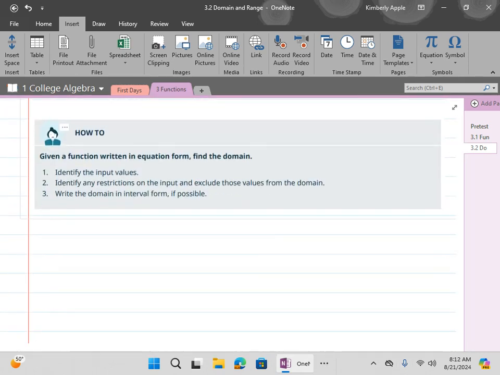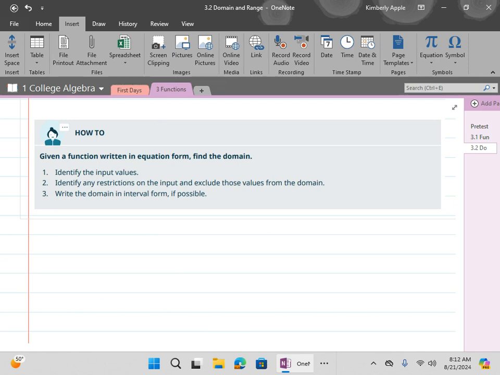All right, so I've pasted these little step-by-step how-tos for you to look back on while I'm doing an example. So the first one that we're going to do is, given a function in equation form, I want you to find the domain. Remember, we did a little bit of this the other day. So what you have to think about is, number one, identify the inputs. We've already done this. Number two, identify any restrictions on that input. So one of the examples there is, can you take the square root of a negative number? Can you take the square root of a negative number in a real number situation? No.